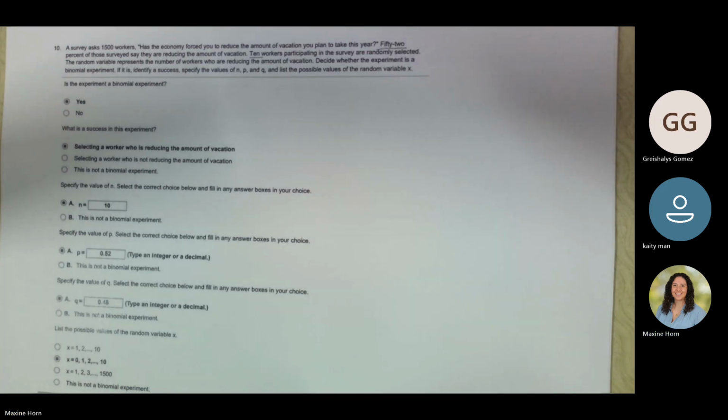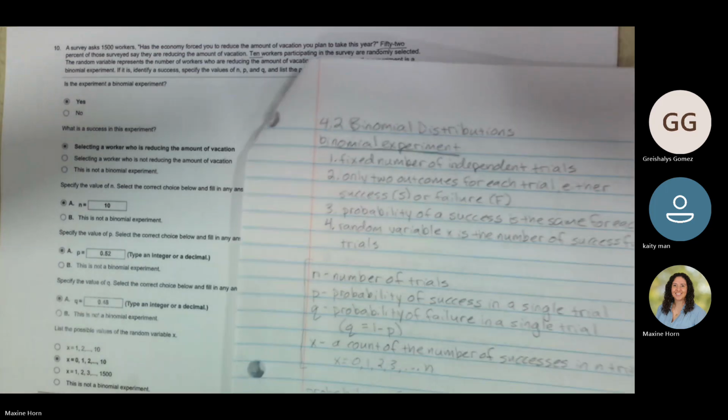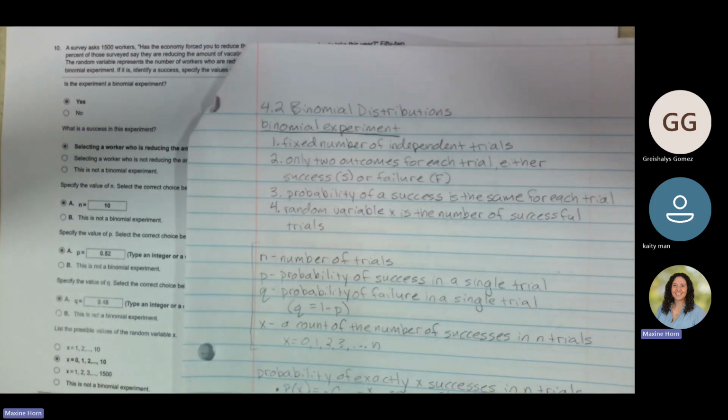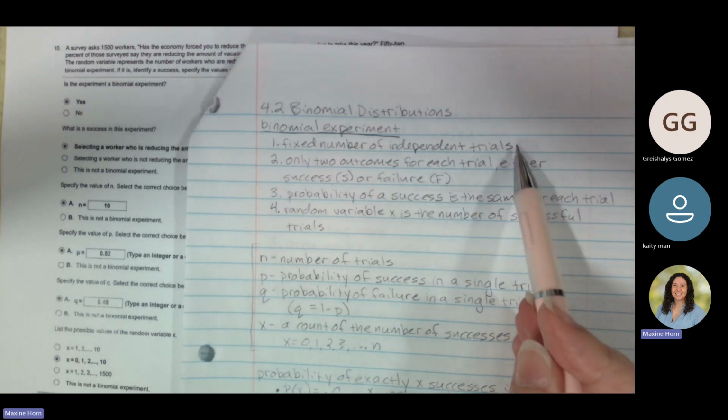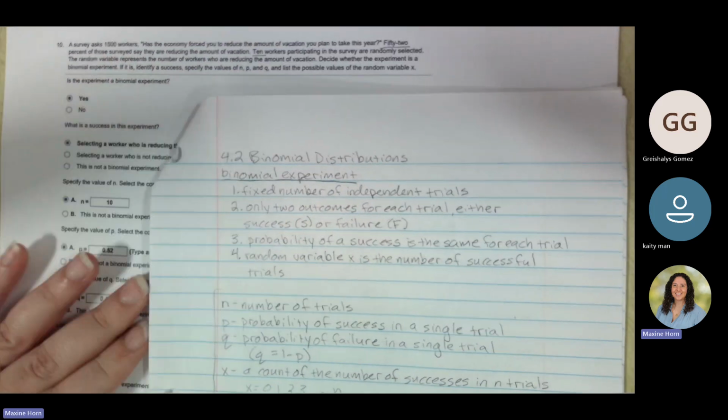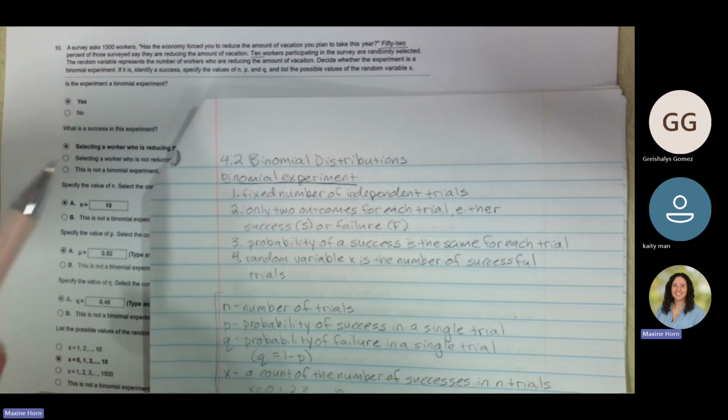In order for something to be a binomial experiment, it has to meet certain criteria. So there has to be a fixed number of independent trials. Fixed meaning we know exactly how many there are going to be. And yes, there are. We've selected specifically 10 workers. The trials are independent, so one person's answer doesn't affect another person's answer.